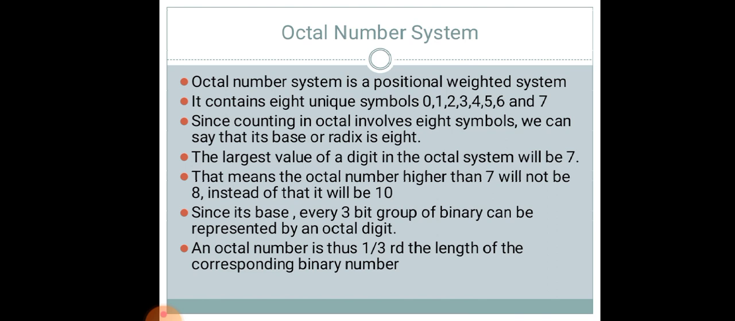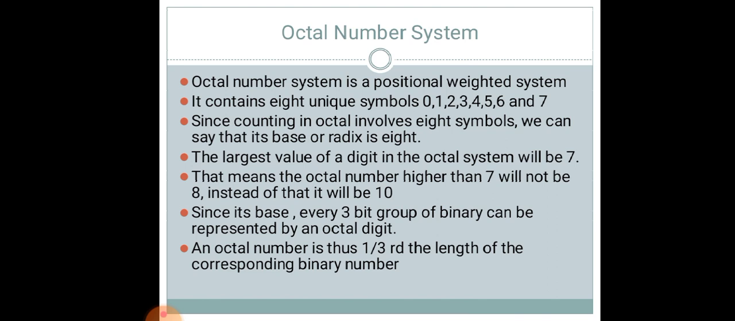So octal number system is a number system which contains only 8 numbers, that is 0 to 7, and 7 is the biggest number in this octal number system. So after 7 the 8 and 9 numbers are skipped and the next number 10 is taken, right. So the octal number system is having the base of 8.